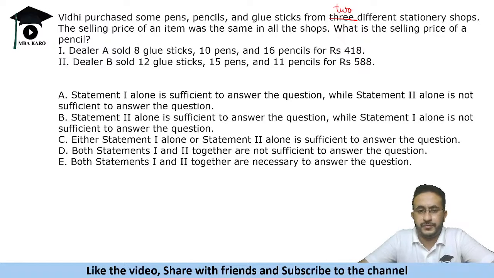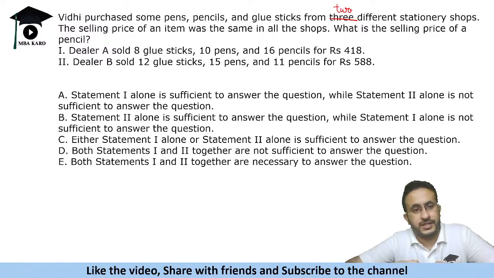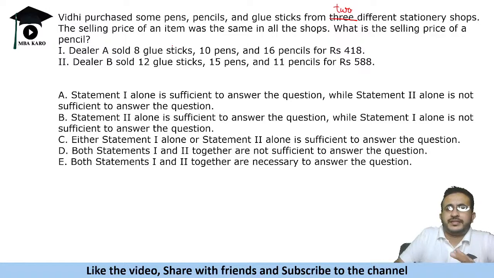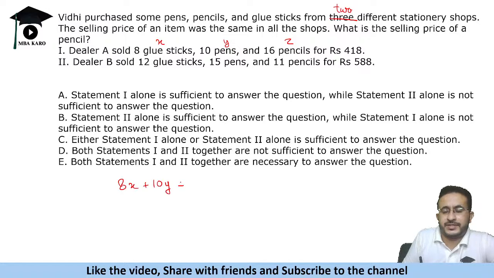So find out using which statements can we answer this question, or group of statements. So first statement says that, let us say the glue stick price is x, pen y, and pencil z. So from first statement we will get the equation like this: 8x plus 10y plus 16z equals 418. Okay. So we cannot tell the value of z, isn't it? हम इससे z की वैल्यू नहीं निकाल पाएंगे, right? So 1 is not sufficient.